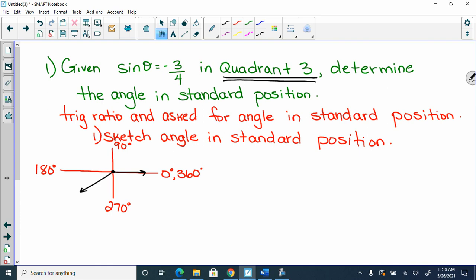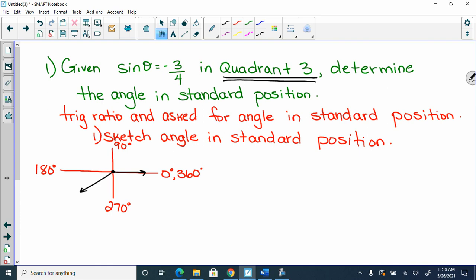Now, is this the most accurately sketched graph? I have no idea what the reference angle is. It could be 11, and the arm would have to go up here. It could be 87, and the arm would be way closer to 270, correct? But does it ask me to sketch a perfect sketch and then give me the angle? No. It just wants the angle in standard position. That's why number 1 says sketch, because it can be sketchy. I don't care. So we sketched it.